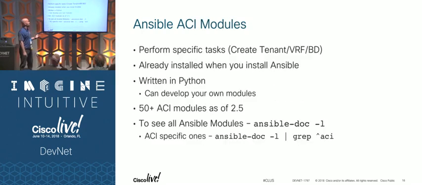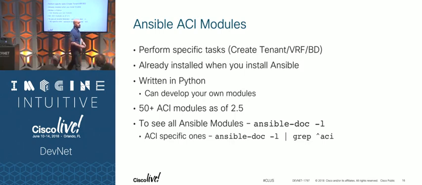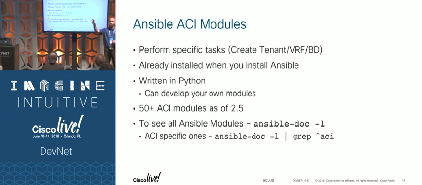So what are Ansible modules? Reusable scripts that perform certain tasks on those target systems. We looked at creating a tenant before, right? But you can also use it to create other types of objects like BDs, VRFs. They're already installed when you install Ansible, so there's no need for you to install additional software to get support as newer modules come out. Each time you upgrade to a newer version of Ansible, any new modules associated with that are all automatically installed.